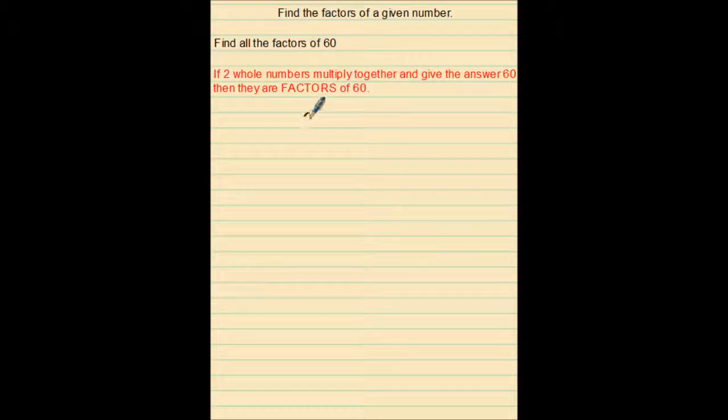So for instance, 2 times 30 is equal to 60, which means that 2 is a factor of 60 and 30 is a factor of 60. And you could think of some others, for instance, 4 times 15. Because these two whole numbers multiply together to give 60, then these are factors of 60.